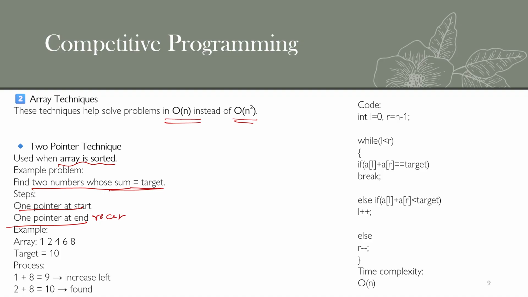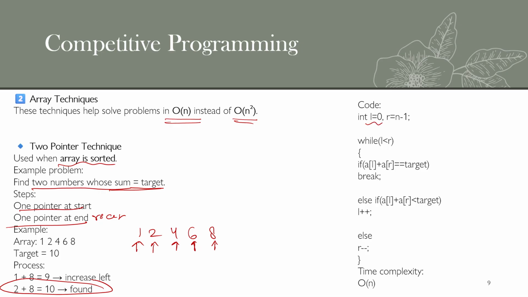Now you have to see, suppose you have 1, 2, 4, 6, 8. One pointer here, one pointer here. Target is 10. So 1 plus 8, 2 plus 8, 4 plus 8, 6 plus 8, similarly, it will be checked. In this case, you found it at the second step itself. So what will be the code?